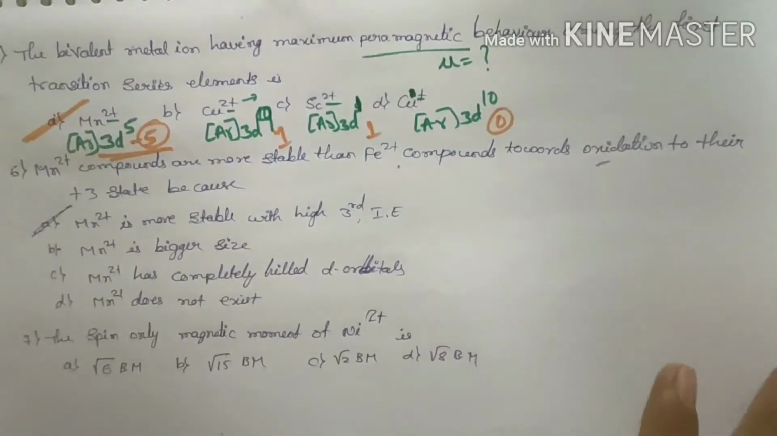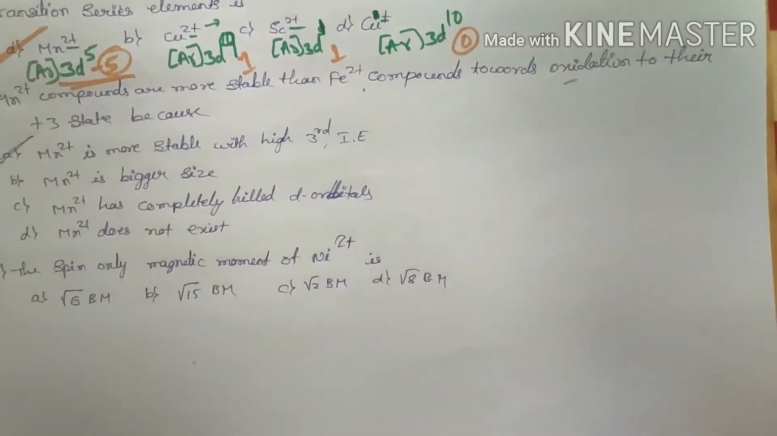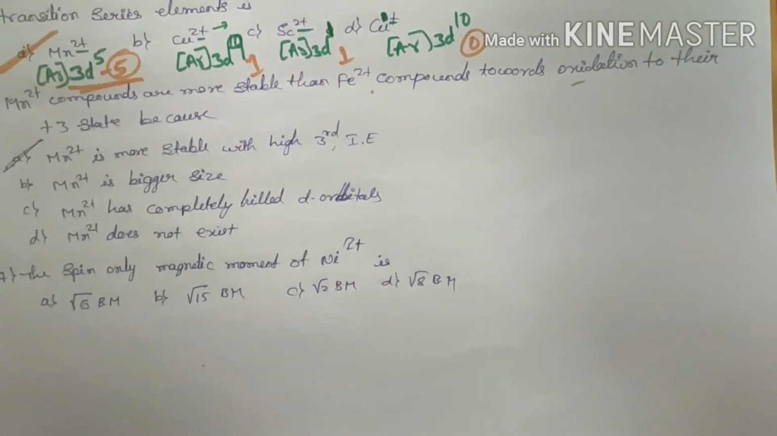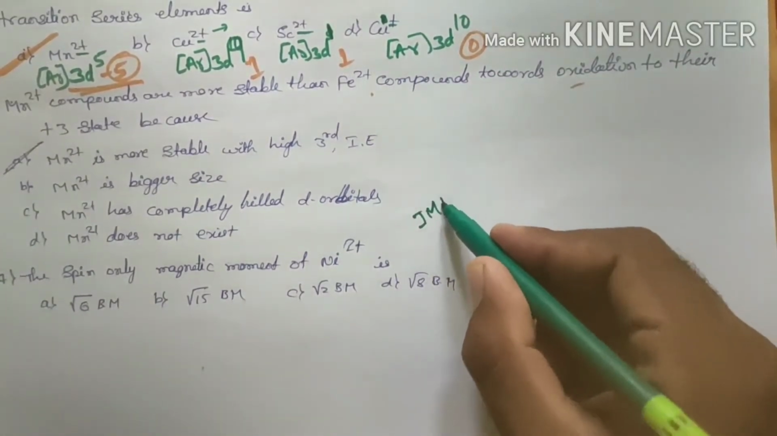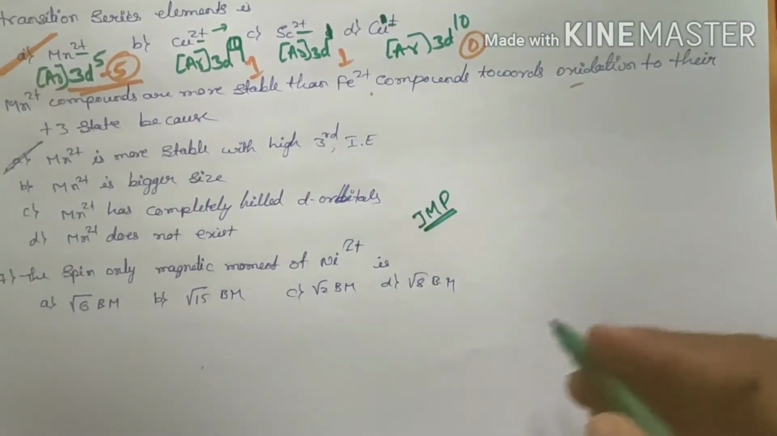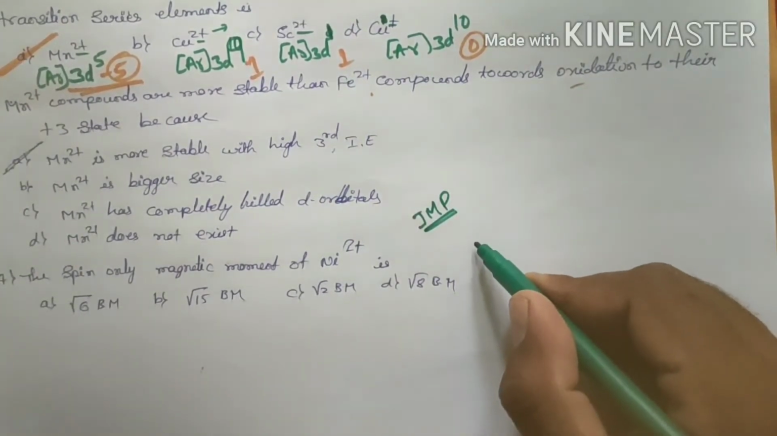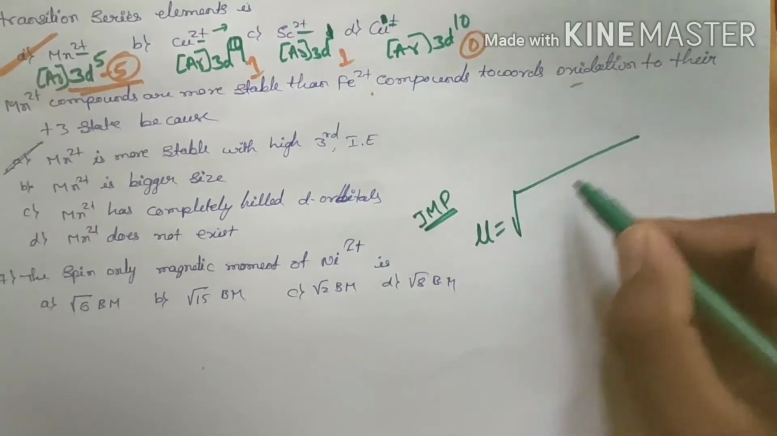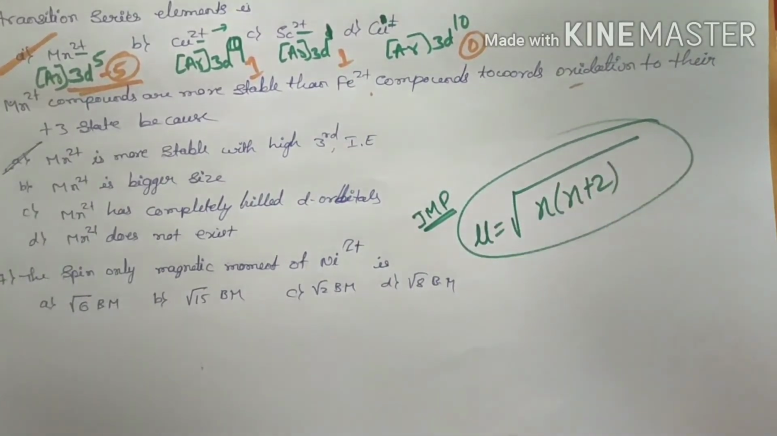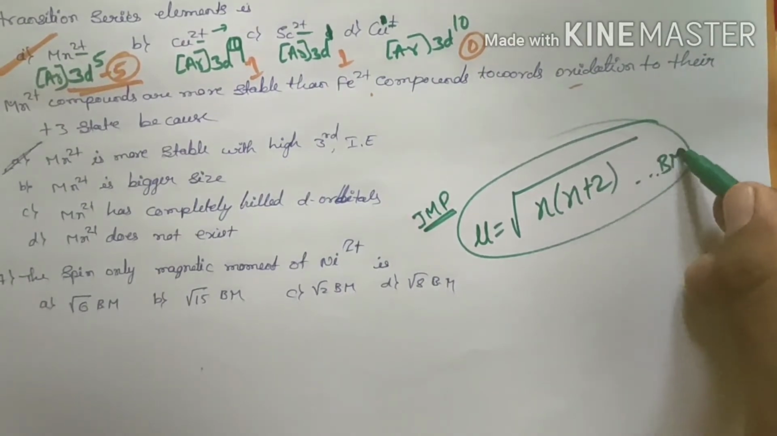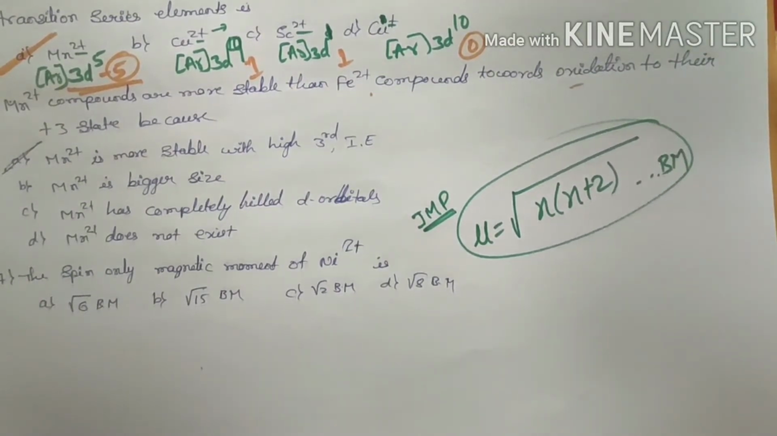Okay, go for the next one. What they are asking in the question: the spin only magnetic moment of nickel 2+. These types of questions are very important, dear student. They are asking the magnetic moment calculation, and most of the students are confused about the formula. Magnetic moment formula is square root of n into n plus 2, not n plus 1. The unit is Bohr magneton. Okay, don't confuse the formula.